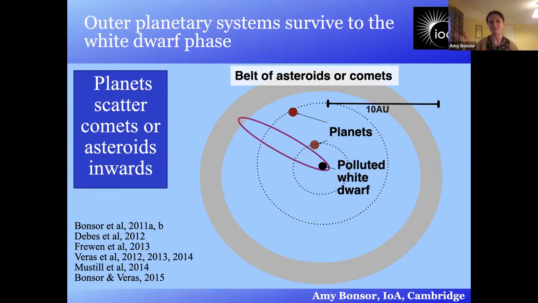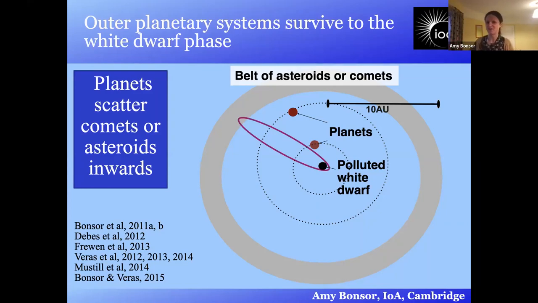I think of this mainly from the perspective of imagining that we had an extrasolar planetary system that could orbit a star like our sun, or maybe even a main sequence A star, slightly more massive, that has planets and asteroids. That star then evolves to become a white dwarf, losing mass. That leads to the expansion of that planetary system and potentially the destruction of the inner regions of that planetary system, but the outer planets and the outer belts of asteroids or comets, if they exist, can survive.